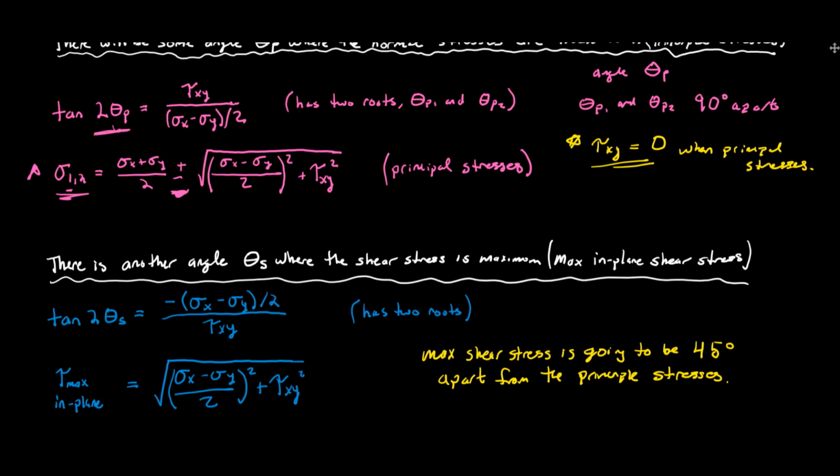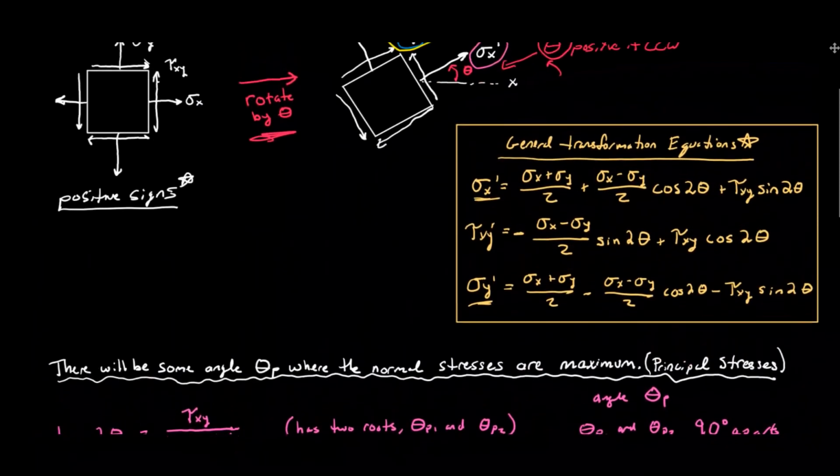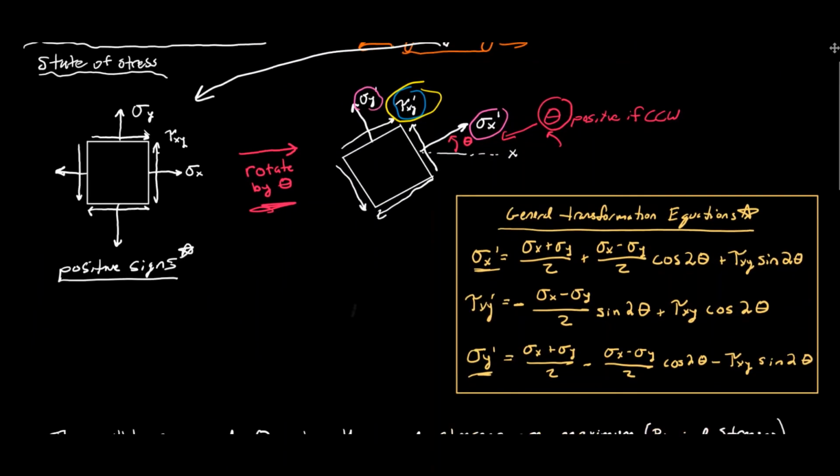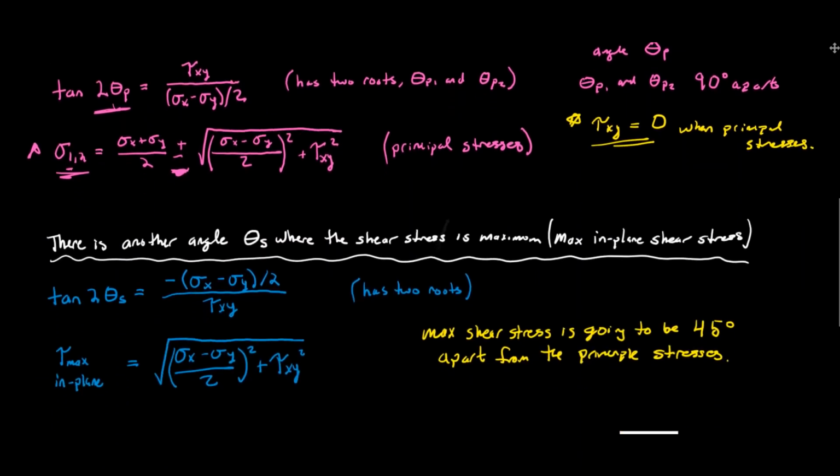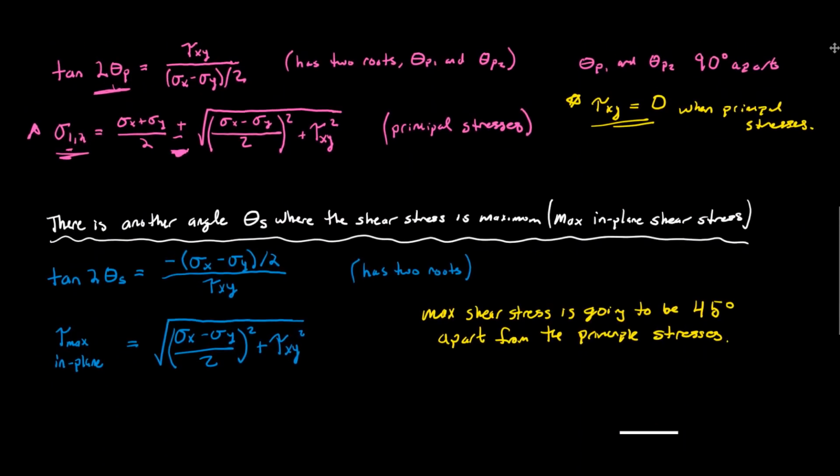And that's just an overview of what we're going to be doing. There's also another way to do this called Mohr's circle, which, if you look at these equations, they look like equations of a circle. We'll get into that, but we're going to do a couple examples.